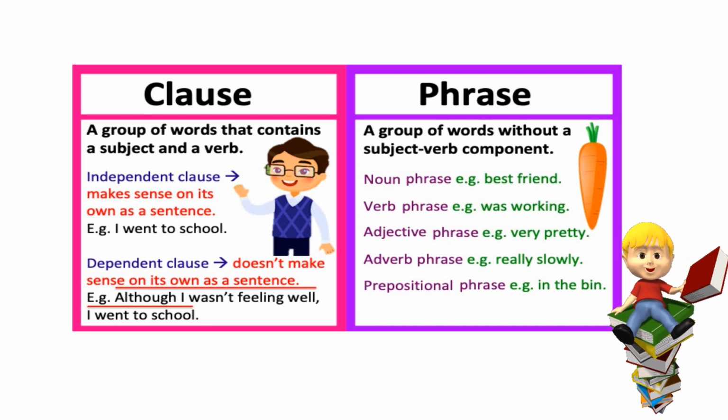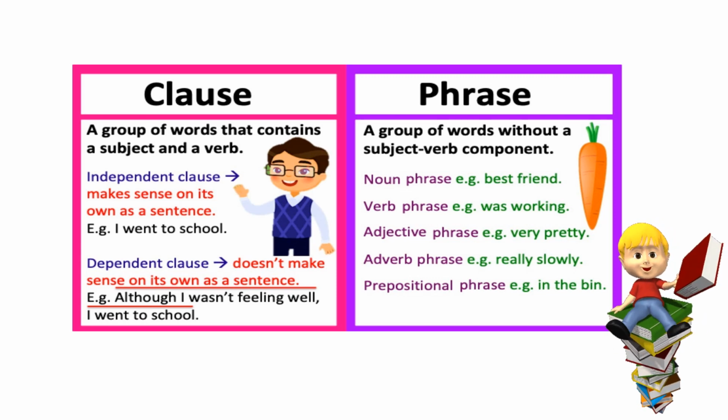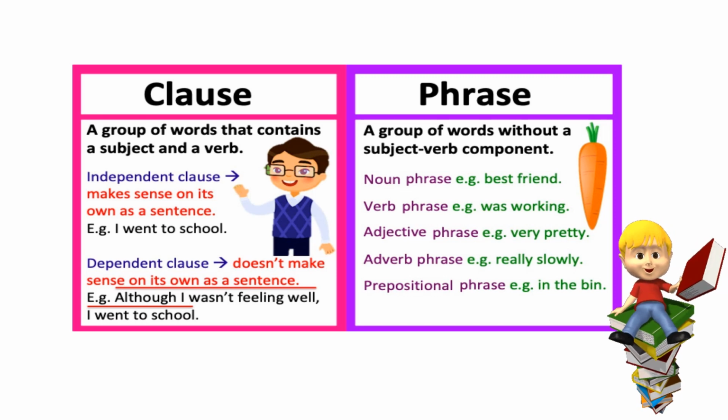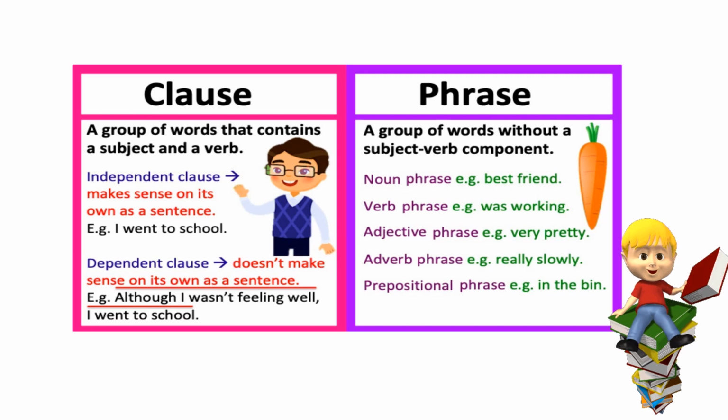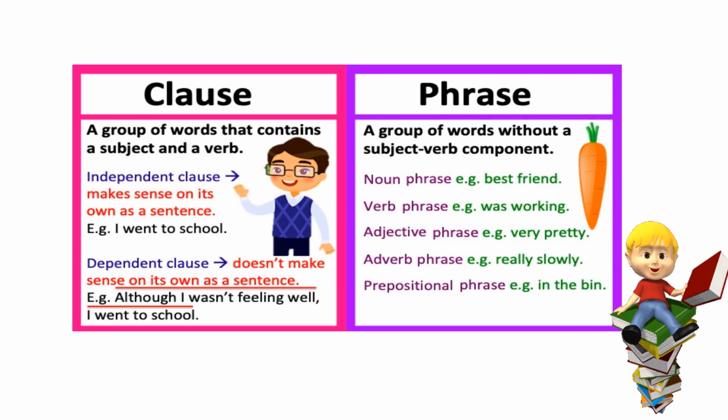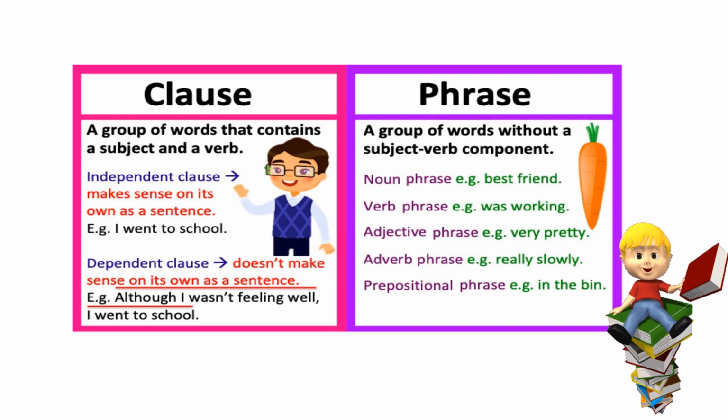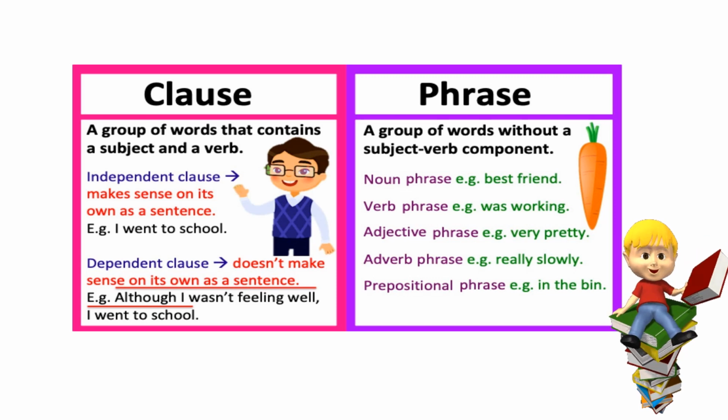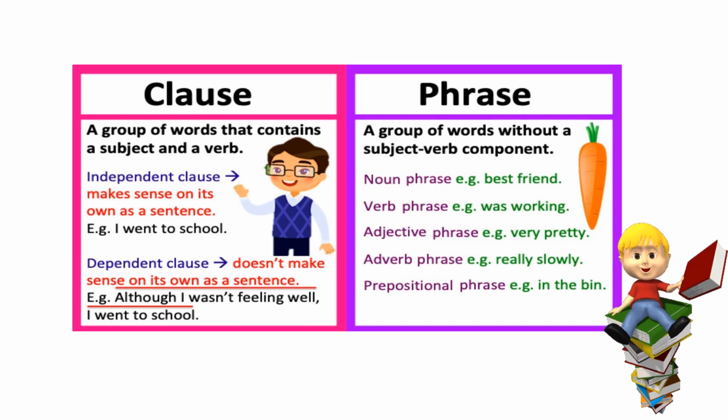On the other side, if we talk about phrases, as I told you earlier, they are a group of words without a combination of a subject and verb component. So we have different types of phrases like noun phrase, verb phrase, adjective phrase, adverb phrase, and prepositional phrase. All of them come under the category of phrase; they start with certain prepositions or adverbs or adjectives, but they lack the combination of a subject and a verb component. That is why we call them phrases.